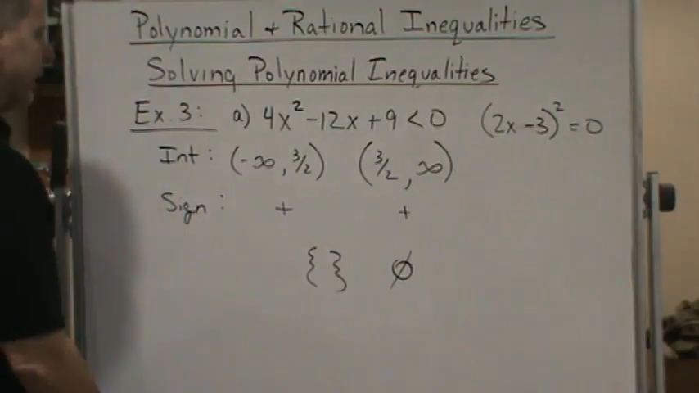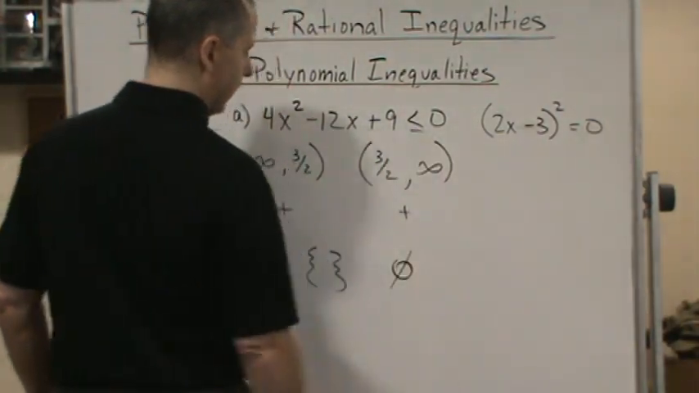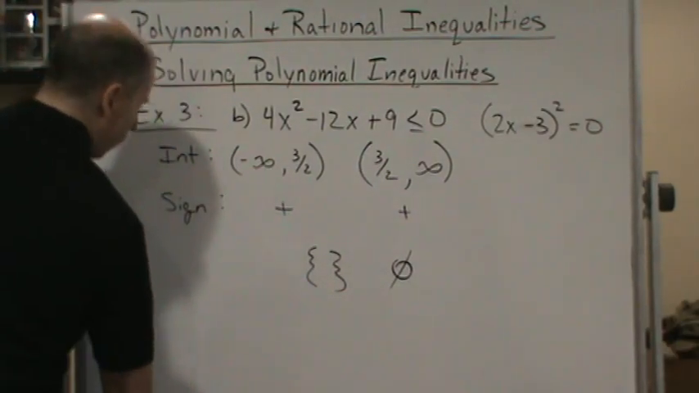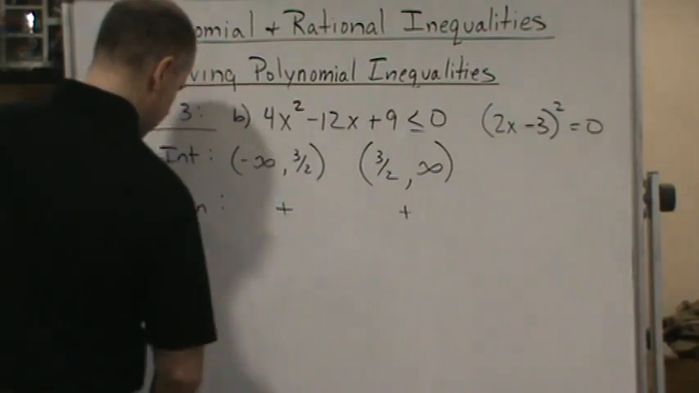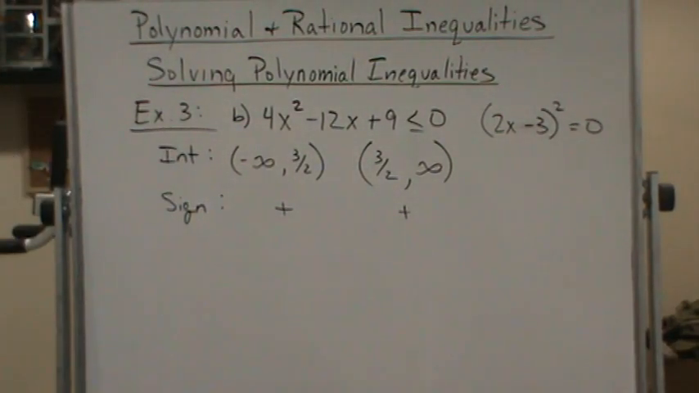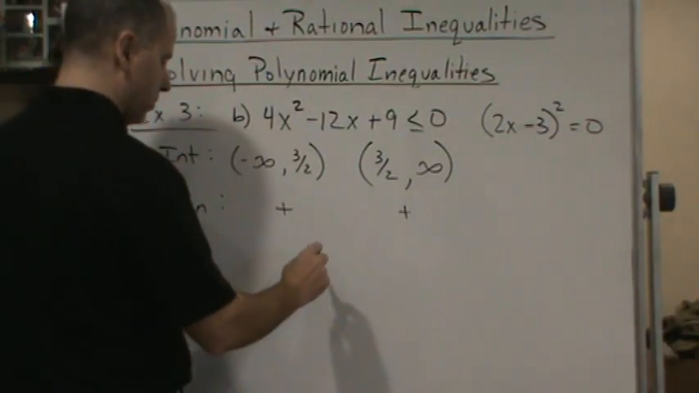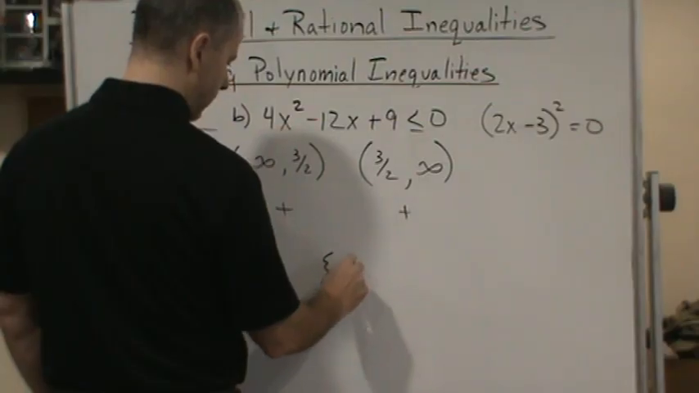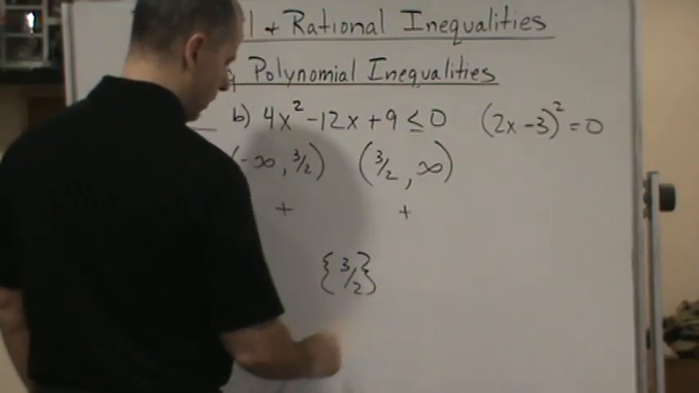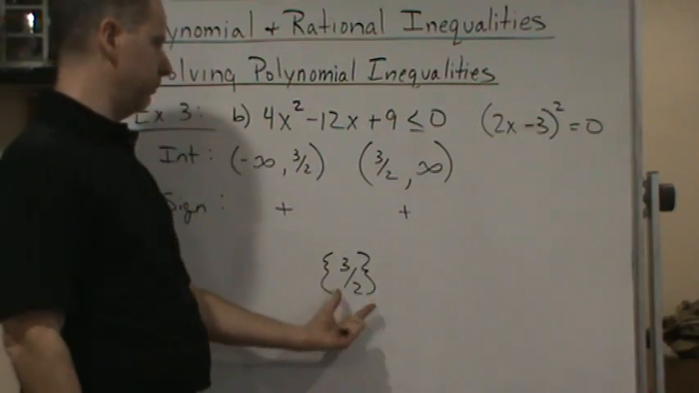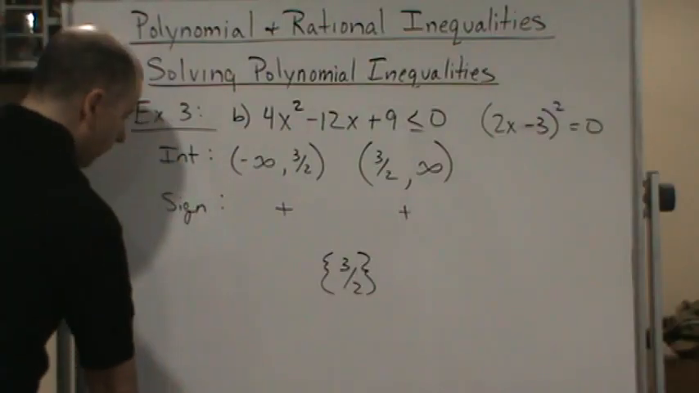Now, what if I put an equal sign there? So that's part B. What happens now? What happens to the solution set? If the solution set is less than or equal to 0, then the only thing that would fall into the solution set would be 3/2. That's it. Because it's the only part that's equal to 0. Everywhere else it's positive.